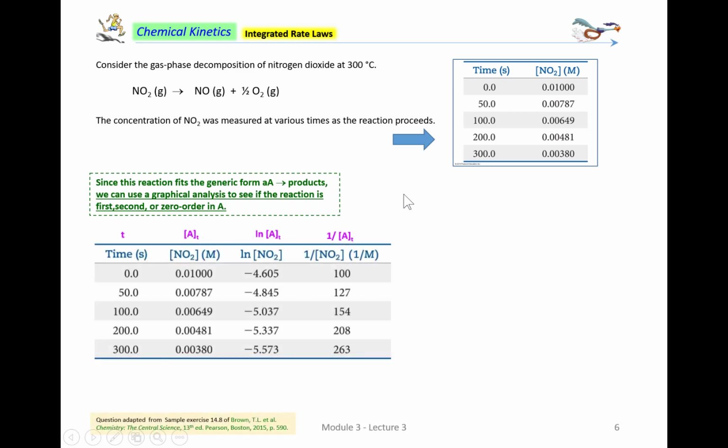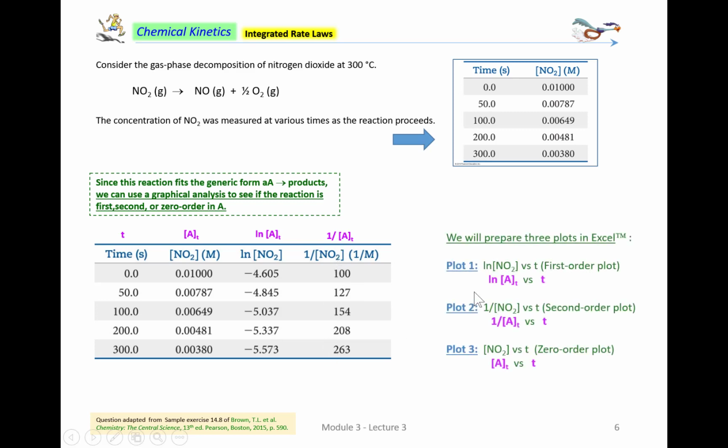So what we've done here is we've taken this data and we've expanded it. You'll notice the time column is right here, and I've emphasized, of course, that this is time. The concentration of NO2 we've just written in this column here. And recall, to make these plots, we're going to need more than just the concentration of NO2, the concentration of A at these various times. We're going to need the natural log of A, and there it is here, and we're going to need 1 over A, and those values are here.